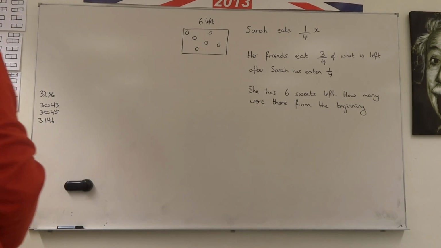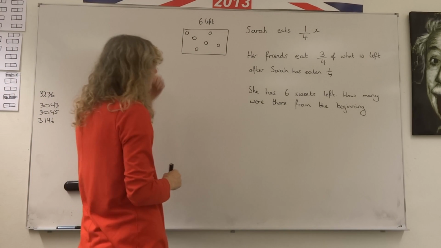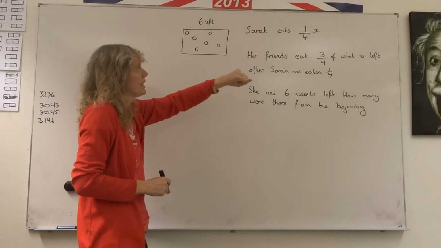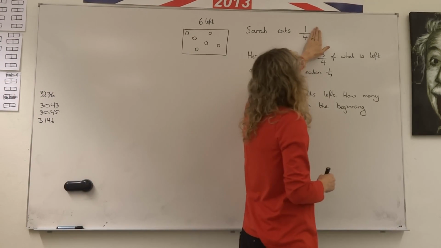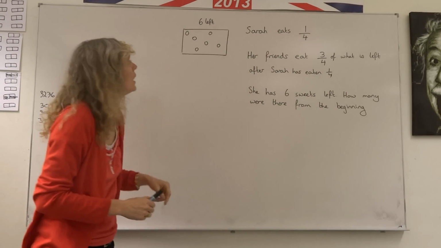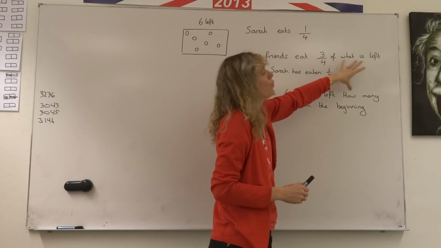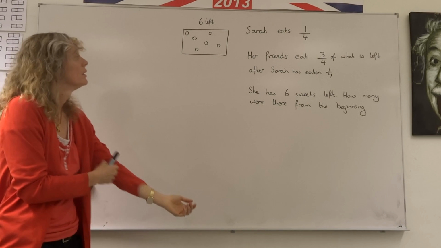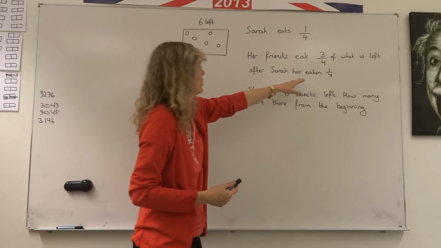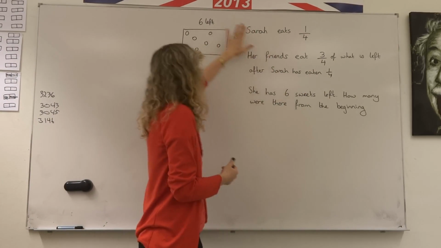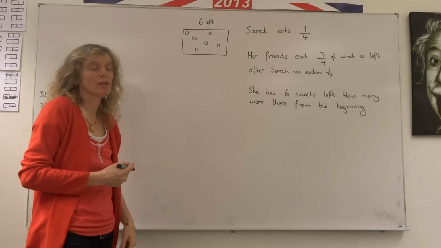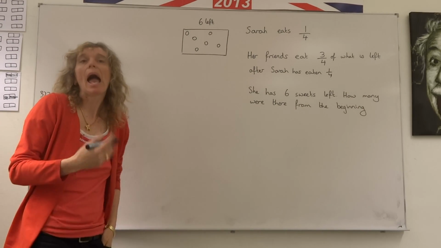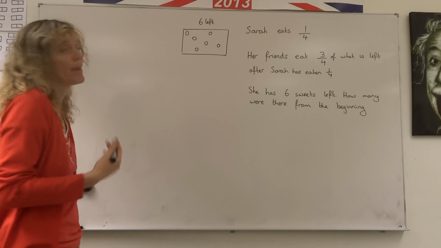Okay, so we have a box of chocolates, and Sarah's eaten 1/4 of the box of chocolates. Then her friends eat 3/4 of what was left over after Sarah's eaten her quarter. And then she has 6 sweets at the end when everybody's had their fill. And the question is, how many chocolates were there in the box?